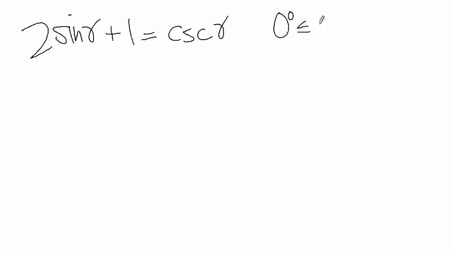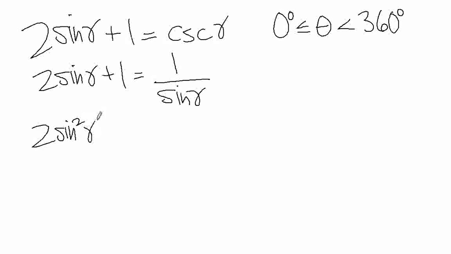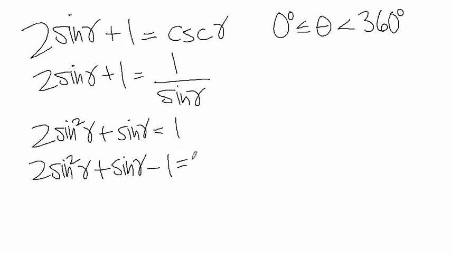What about 2 sine of gamma plus 1 equals the cosecant of gamma? And once again, let's solve for values greater than or equal to 0 degrees and less than 360 degrees. So for this one, I would suggest using the identity that turns the cosecant of gamma into an expression with respect to the sine of gamma. The cosecant of gamma is equal to 1 over the sine of gamma. All right? Now, let's multiply all the terms by the sine of gamma. So 2 sine squared gamma plus the sine of gamma equals 1. 2 times the sine squared of gamma plus the sine of gamma minus 1 equals 0.